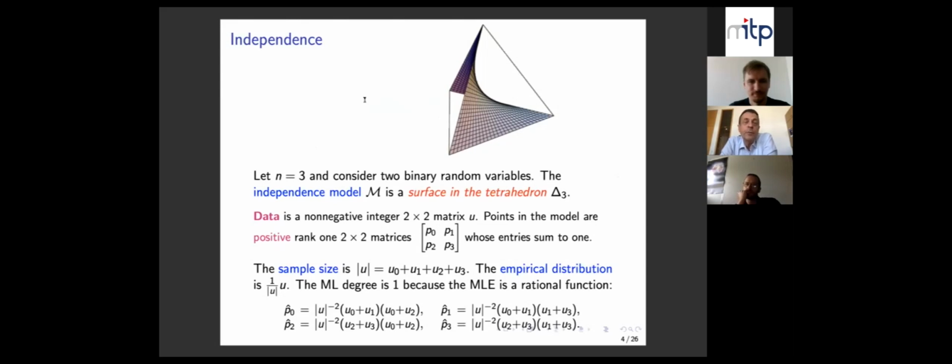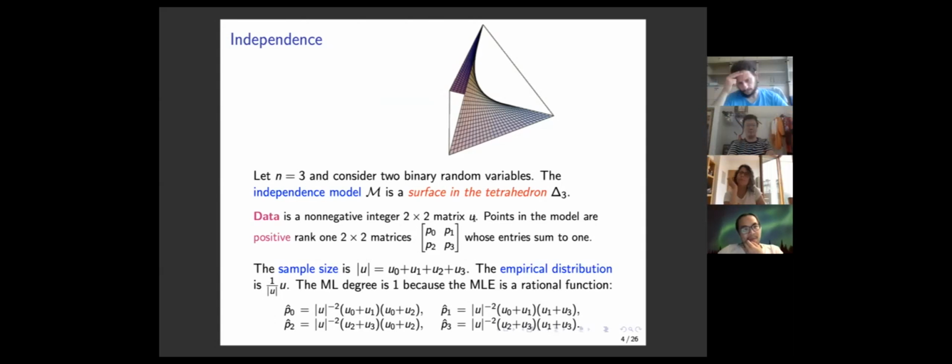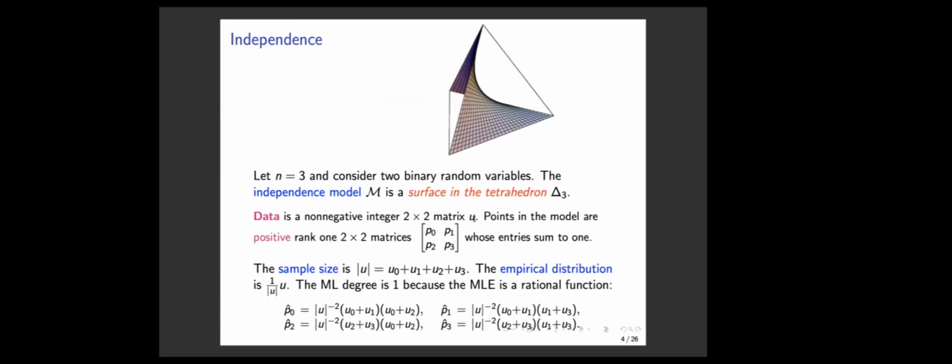So let's say you have two binary random variables. Let's pretend gender were binary, so there are males and females. And then let's say the main interest is mathematics or physics. We're interested in the question whether there is independence between gender and field of preference, or whether there's a correlation, positive or negative. Well, to answer that question, we collect data. The data is a non-negative integer matrix U, where these four integers record, respectively, the number of male physicists, male mathematicians, female physicists, and female mathematicians.